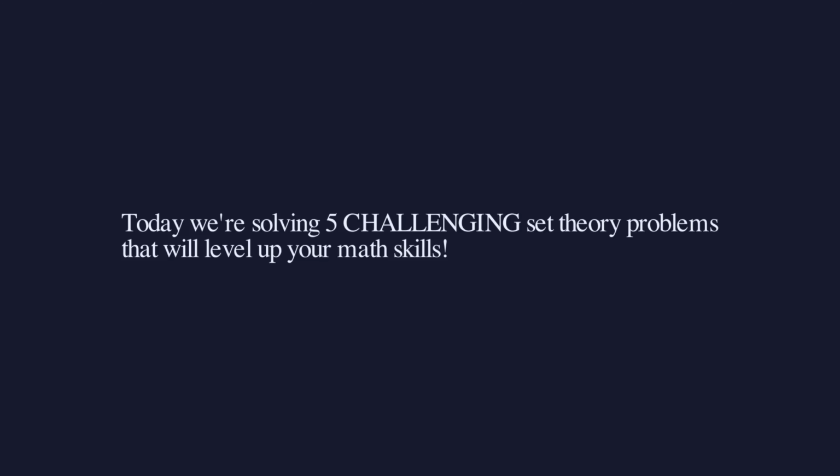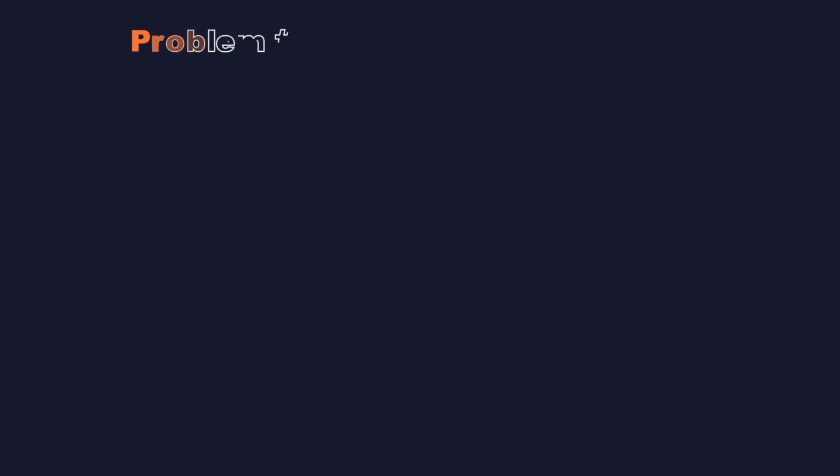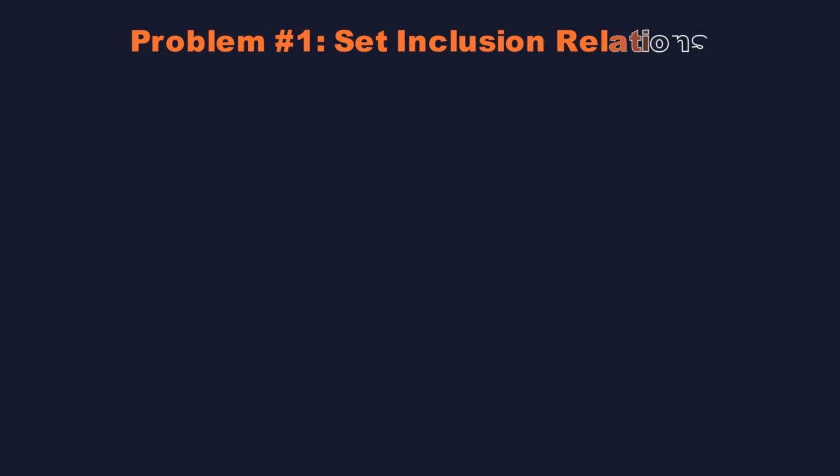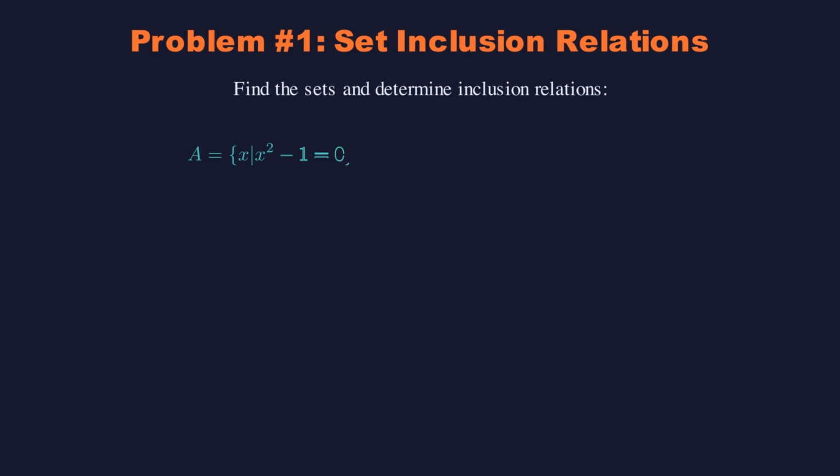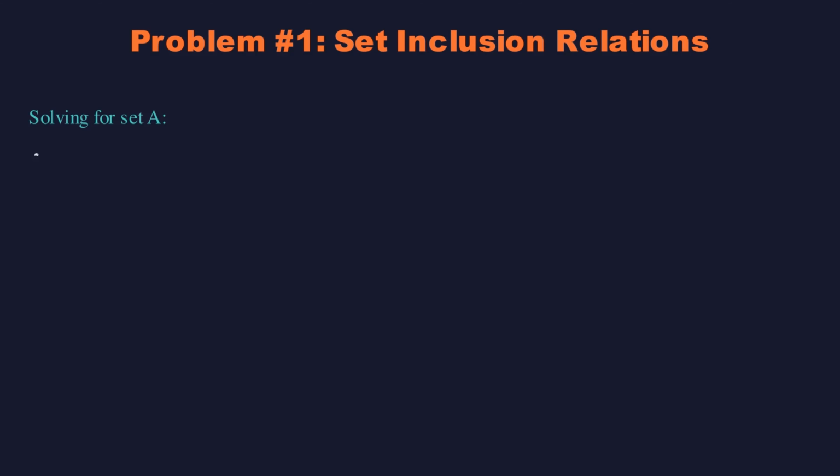We start with our first challenge. We have set A defined as all values of x where x squared minus 1 equals 0, and set B where (x minus 1) squared equals 0. First, let's solve A. If x squared minus 1 equals 0, then x squared is 1, which means x is plus or minus 1. Therefore, A is the set containing negative 1 and 1. Now B. If (x minus 1) squared is 0, then x minus 1 is 0, so x equals 1. Therefore, B is the set that contains only 1.